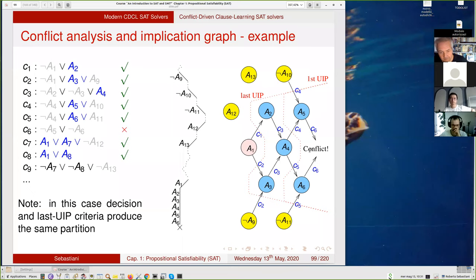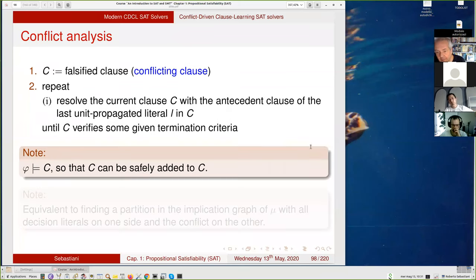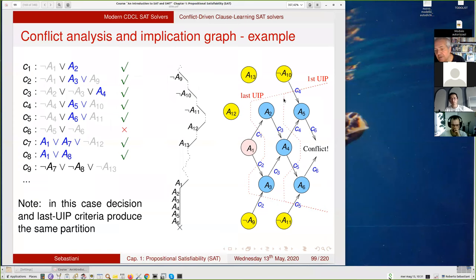Okay. Okay, so far. Substantially, by doing that, you undo unipropagations, you see? You do unipropagation at the last decision level. Okay, what happens now?